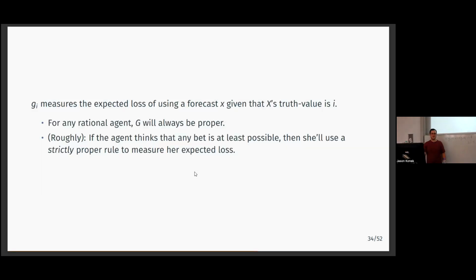So you think each G_i will measure the expected loss of that forecast, given X's truth value is i. So even once you learn the forecast or the truth value of X, you're still unsure what bet you were facing. You don't know how bad your loss would be. The expected value conditional on X being true is going to be G1, and conditional on being false would be G0.